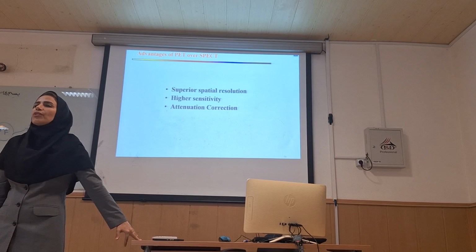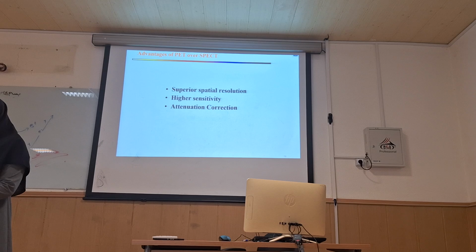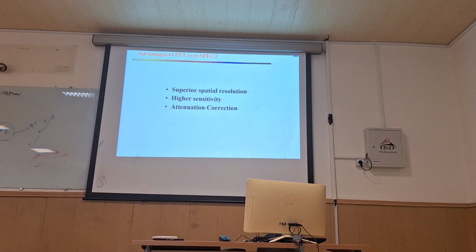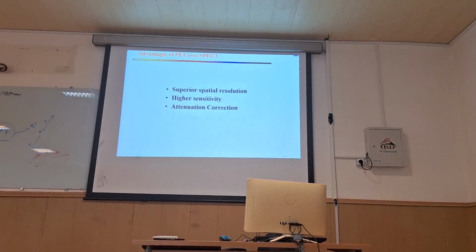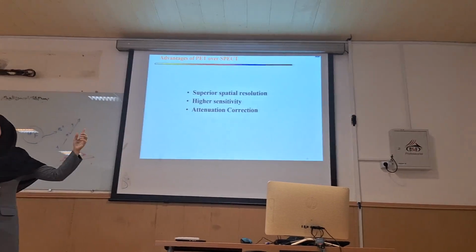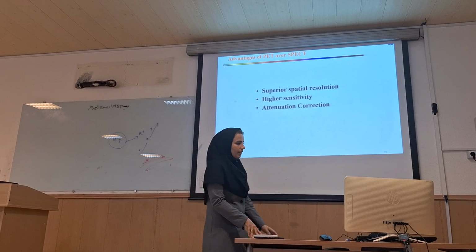What are the advantages of PET in summary? High sensitivity, high quality, attenuation correction. Why do we have super spatial resolution? Because of a number of things: pixelated detectors, no collimator, and a ring detector. Because of that we have higher sensitivity, higher spatial resolution, higher efficiency, and this is the advantage.